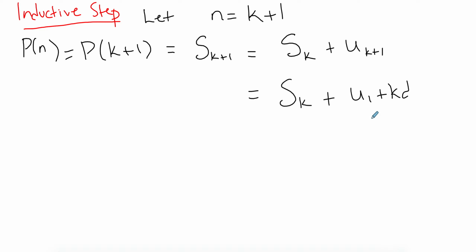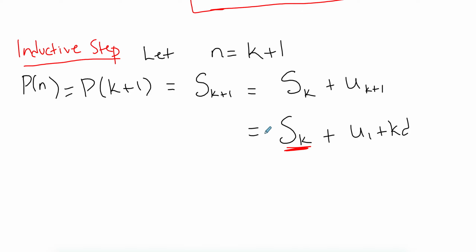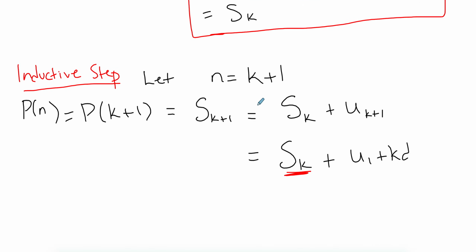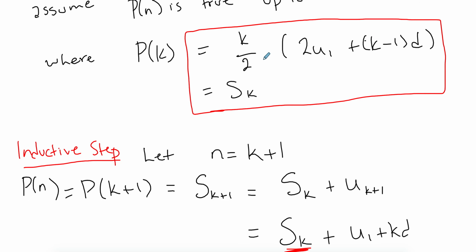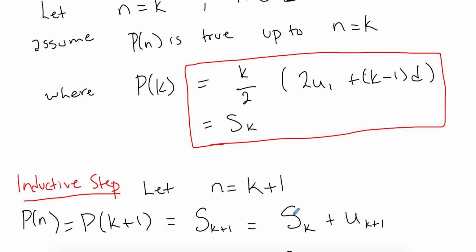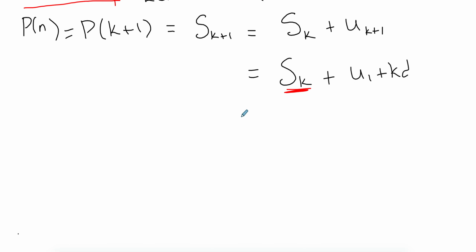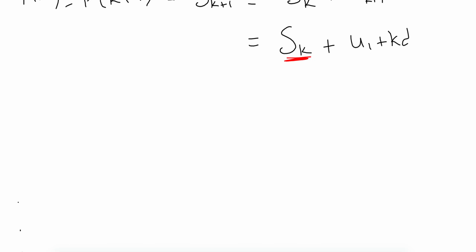Okay, revise the formula for arithmetic sequences to get this part. Now, this is where you will use your inductive step. You're going to use the assumption, sorry. This is where you rewrite the inductive step, where you're going to have to use the previous result.